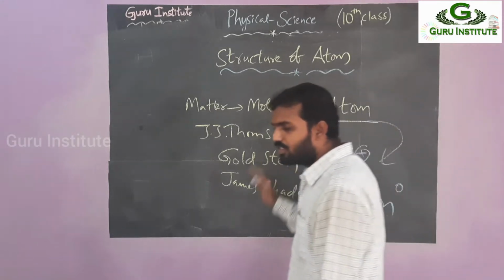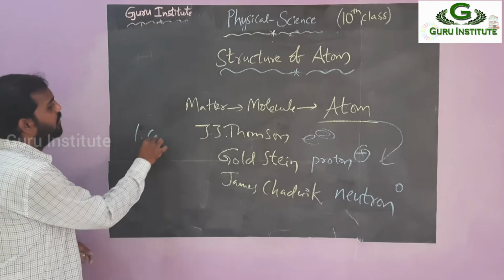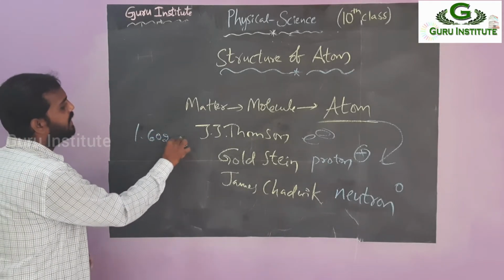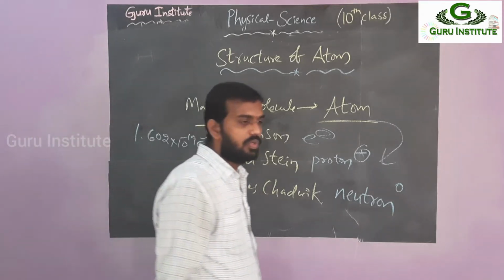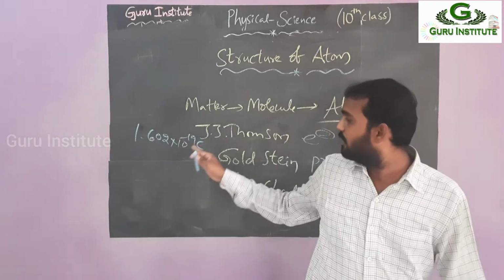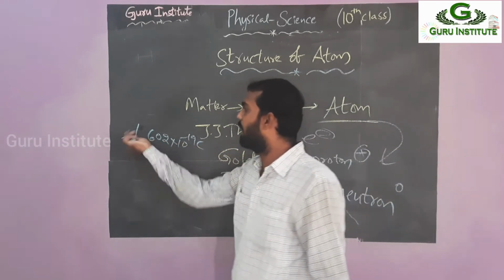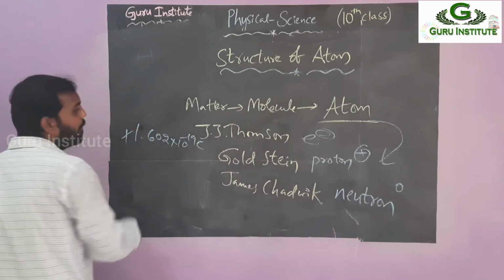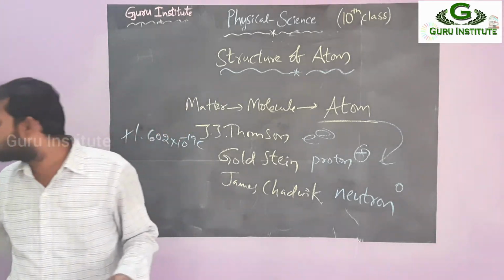Its charge is almost 1.602 × 10^-19 coulombs. The proton and electron charge is 1.602 × 10^-19 coulombs. For electrons you take a minus sign, and for protons it is a plus. That's it. This is the basics of atomic structure.